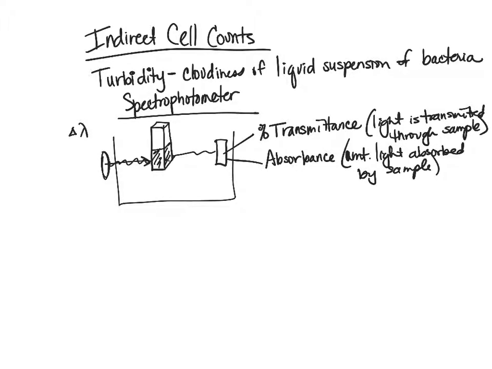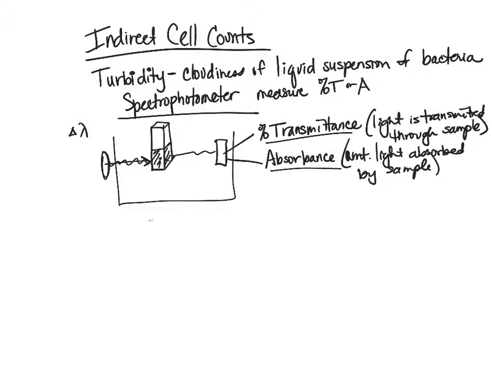a spectrophotometer, and it's going to be used to measure the percent transmittance or absorbance, because you just press a button and it switches to absorbance, press the button again, it switches to percent transmittance. So we can get how much light is going through, how much is absorbed, and we can use those numbers, again, kind of in a standard format to determine how many cells are in there. It's an indirect cell count. So we're not going to have an answer like 25 or something like that. We're going to have a percentage oftentimes, or we'll just have a general number.